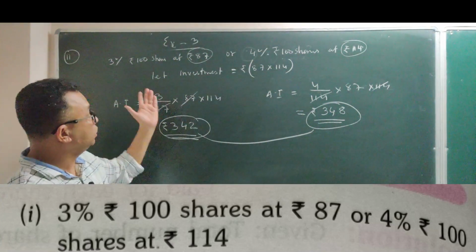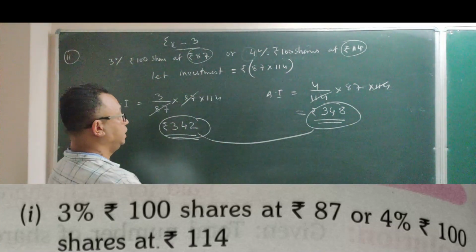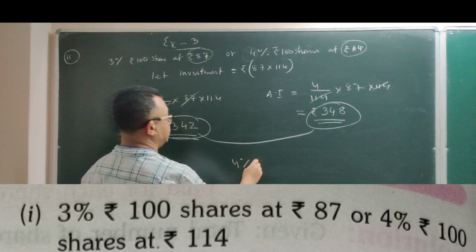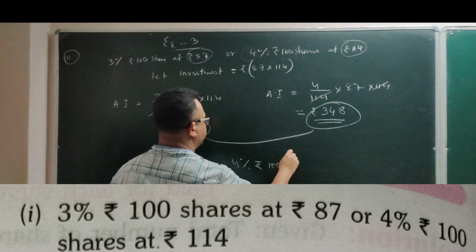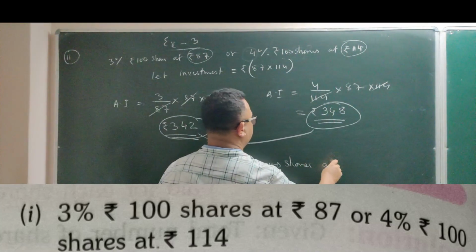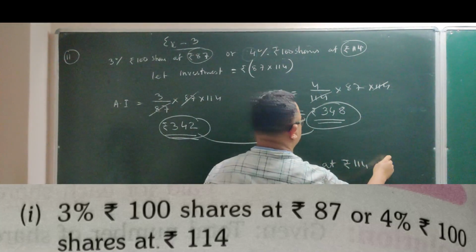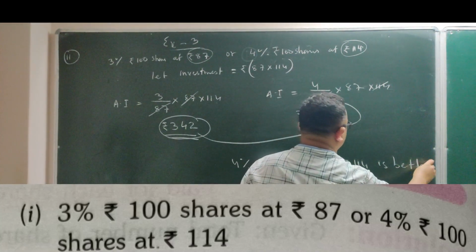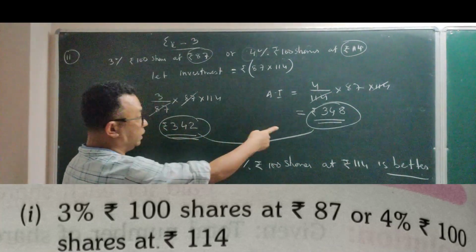Since the question is asking which is a better investment, you will say 4% rupees 100 shares at rupees 114 is better, because the second share is giving you better return.